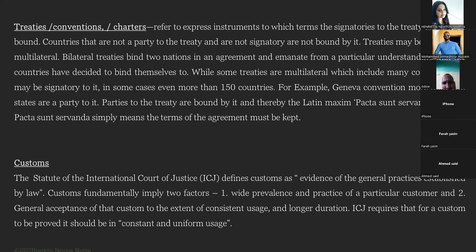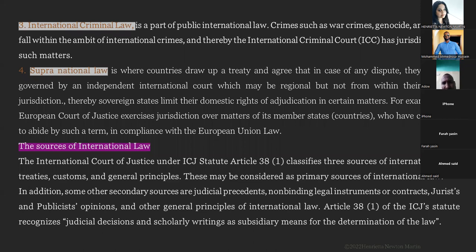The next source is treaty. Of course, now going back to the slide, I said that the three primary sources of international law are treaties, customs, and general principles. In the subsequent slides, we are just going to see the main sources, that is treaties, customs, and general principles. Secondary sources, of course, I've just mentioned here, that is publicist opinion, jurist opinion, non-binding legal instruments, judicial precedents, and other general principles of international law. They are subsidiary means or subsidiary sources.